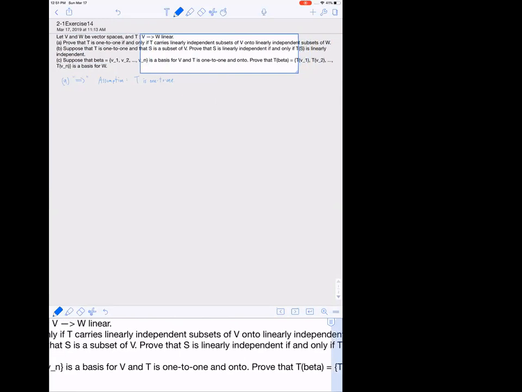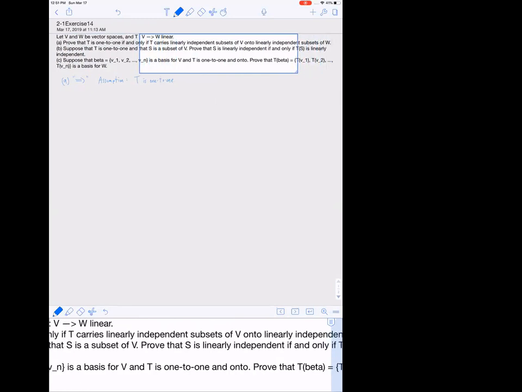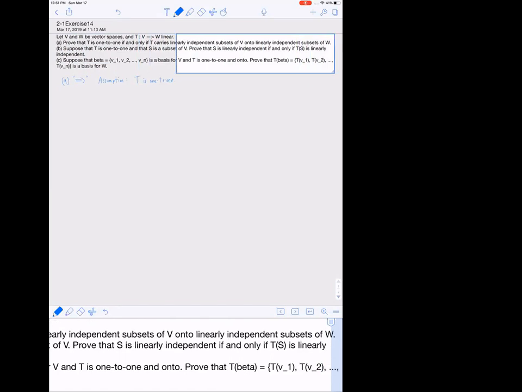What does that mean? That means that if you have a linearly independent subset of V, and then you apply T to each of the vectors, you end up with a linearly independent subset of W. So that's actually an implication in itself, that if you start with a linearly independent subset of V, then T of those vectors is linearly independent.